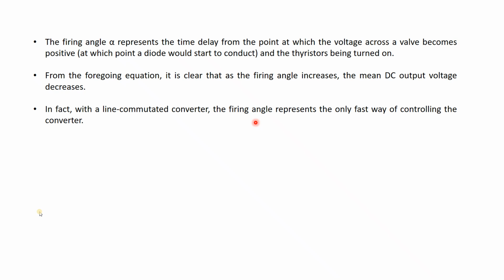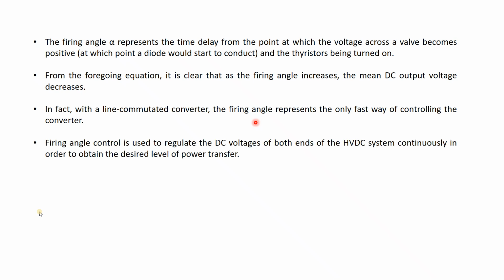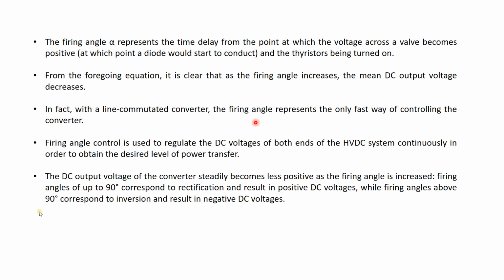In fact, with a line commutated converter, the firing angle represents the only fast way of controlling the converter. So firing angle control is used to regulate the DC voltages at both ends of the HVDC link continuously in order to obtain the desired level of power transfer. The DC voltage of the converter steadily becomes less positive as the firing angle is increased. Firing angles of up to 90 degrees correspond to rectification, while firing angles above 90 degrees correspond to inversion.